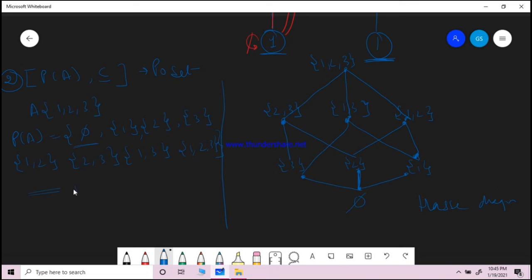So this will be the Hasse diagram. As you can see, there is no reflexive edge, I mean self loop, no direction, no transitive edge. I have not drawn anything like that. So this is your Hasse diagram. This is how you draw a Hasse diagram. Let's see another example.